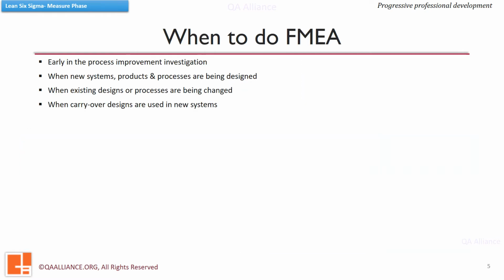FMEA should be done early in the process improvement investigation. Like, while we are clear about the problem statement and have started studying the process, we should perform a process FMEA. Other instances when FMEA should be done are when there are new systems or products being designed, or when the existing systems or products are redesigned, or when a design is being implemented in newer systems.